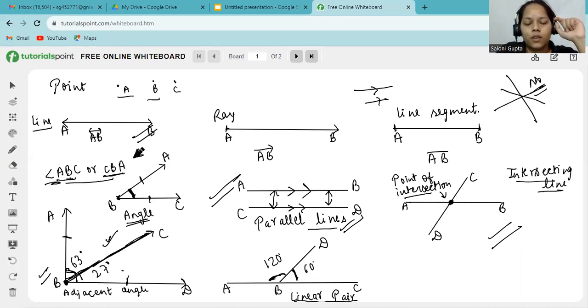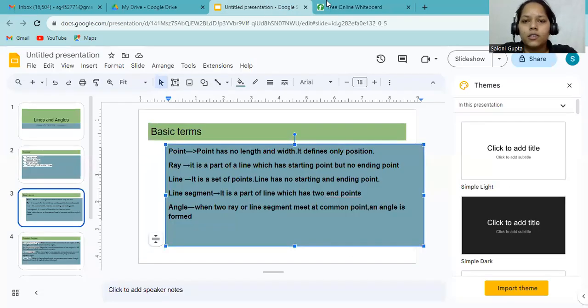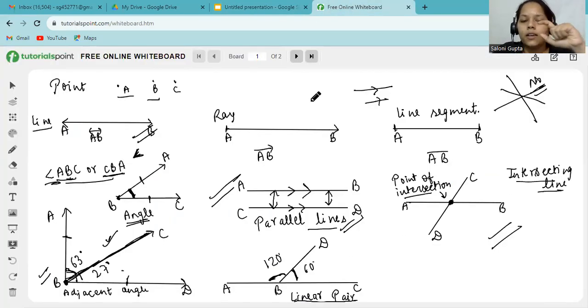Now I am giving you one question for your homework. How many lines will be required to make three angles? Sorry, I'm so sorry, everyone. How many lines will be required to make three angles? So this is the question that you have to answer in the comments.